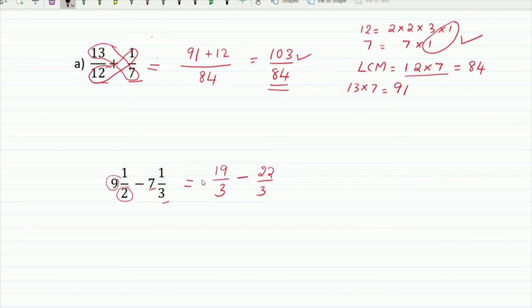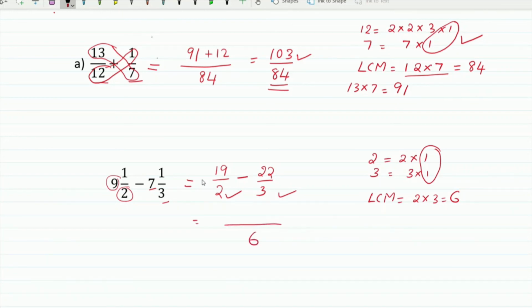Here the denominator is 2, not 3, the question is given as 2. So here 19 divided by 2 minus 22 divided by 3. In this also we can see the denominators are different, that is 2 and 3. Therefore 2 into 1 and 3 into 1, only 1 as common factor. If only 1 is the common factor, for finding the LCM we multiply the two numbers, 2 into 3 is 6. So LCM is equal to 6.